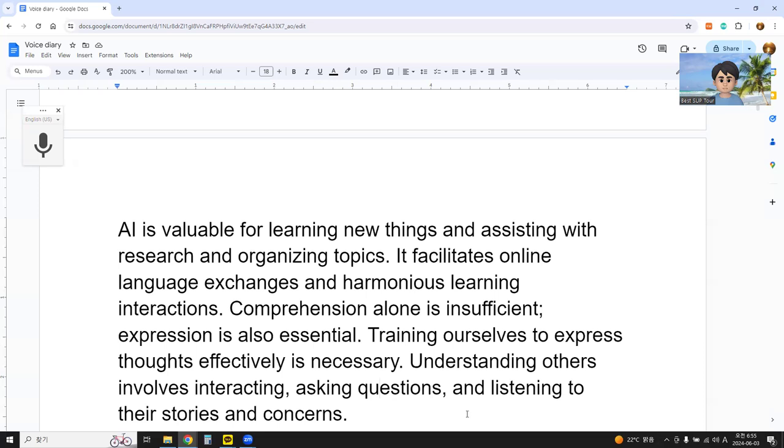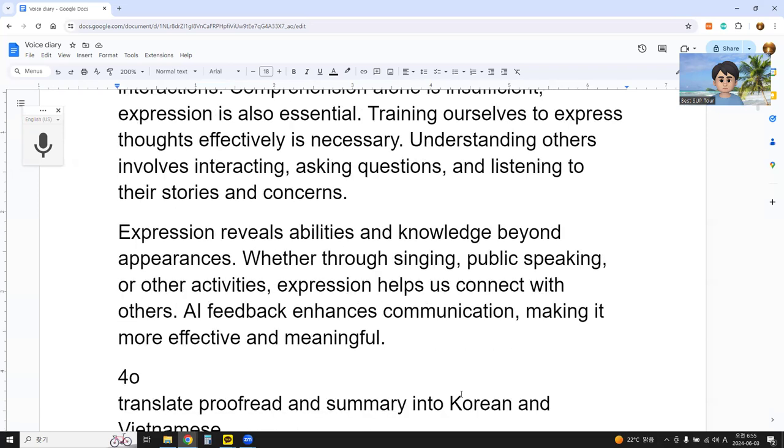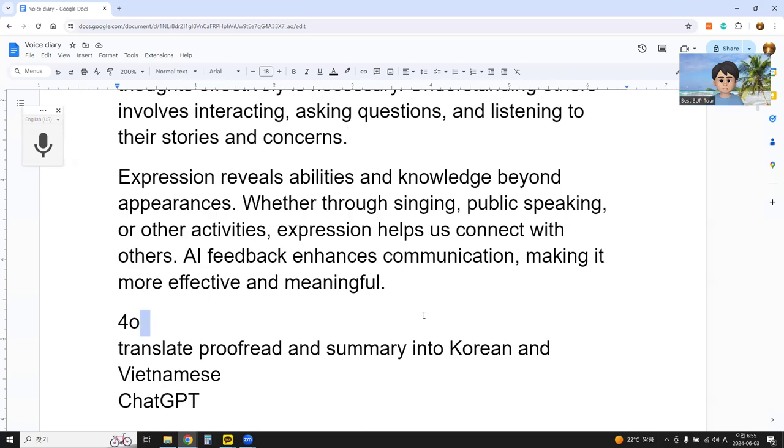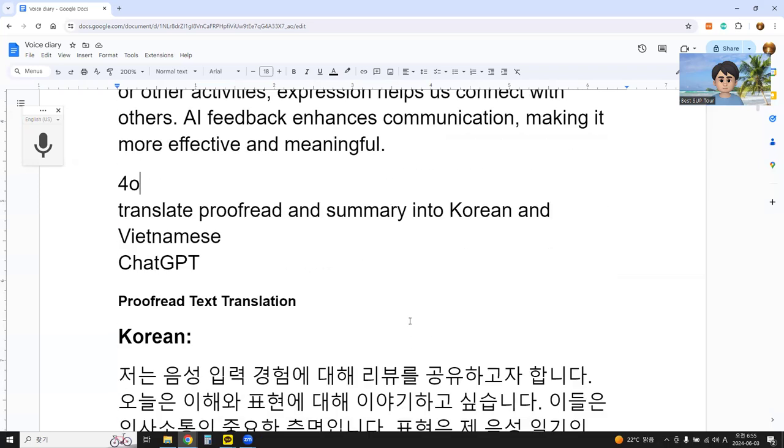Understanding others involves interacting, asking questions, and listening to their stories and concerns. Expression reveals ability and knowledge beyond appearance. Whether through singing, public speaking, or other activities, expression helps us connect with others. AI feedback enhances communication, making it more effective and meaningful.